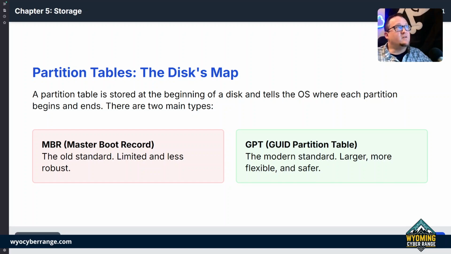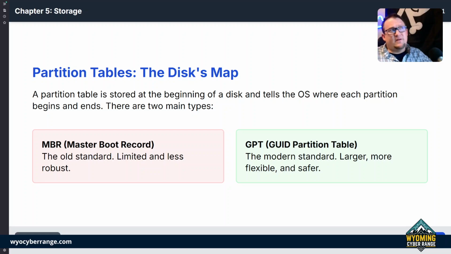Now, we do have partition types on our system. We have the first one, which is called the MBR, the Master Boot Record. This is the old standard. We used to use MBR quite often. It's basically a single line of text that lets us know where these partition tables live, to let us know where they live on the disk.